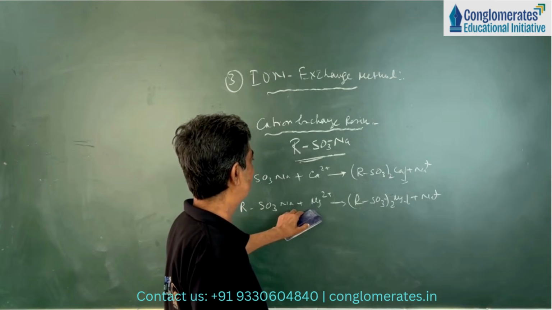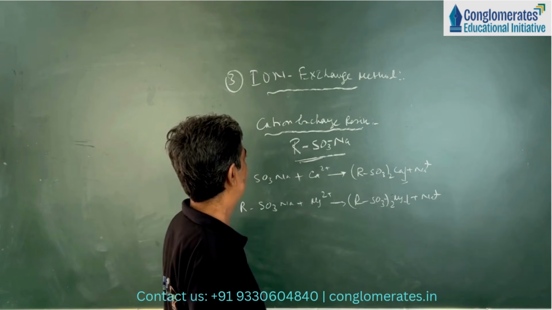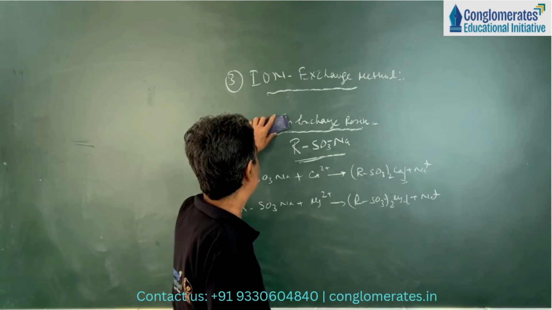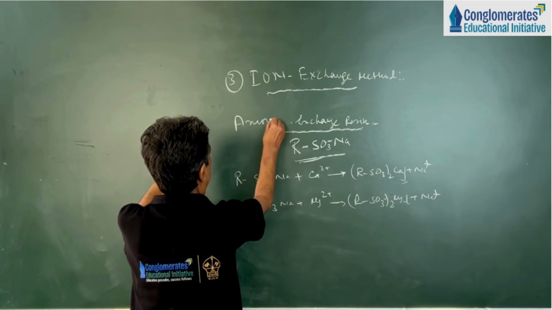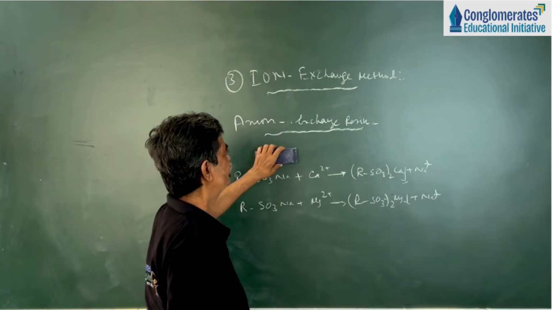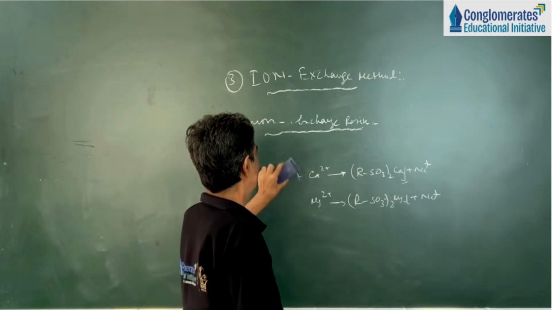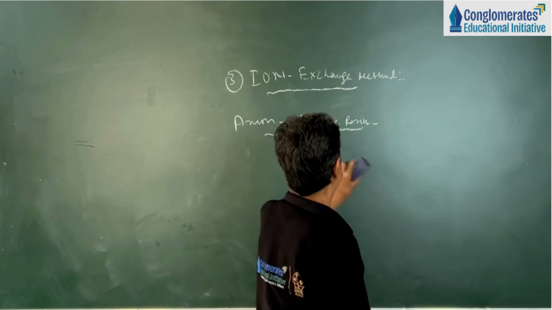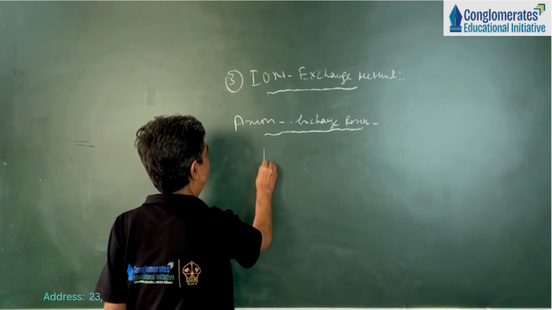So we can remove cation by applying cation exchange resin, which can be represented by RSO3Na. Now, how do you remove anion? There we can apply anion exchange resin. The function of the anion exchange resin is to remove the anions from the hard water, that is, the anions which are responsible for hardness of water.